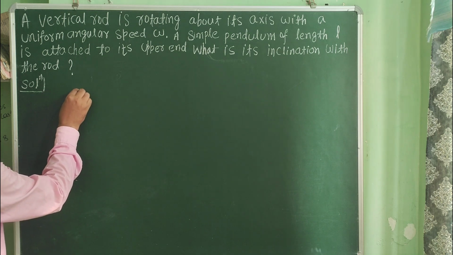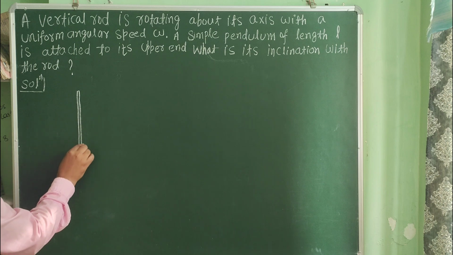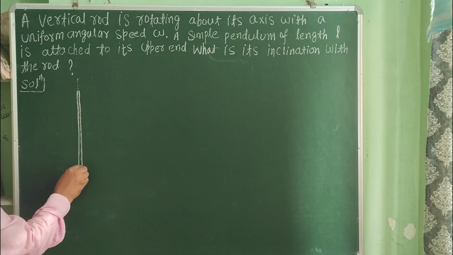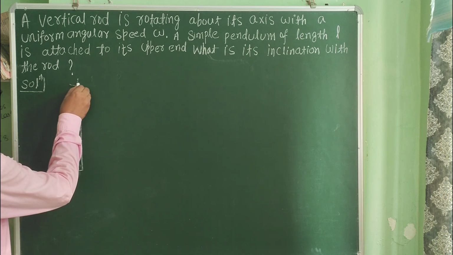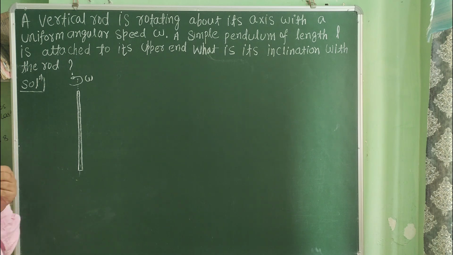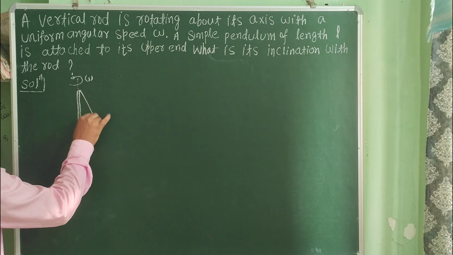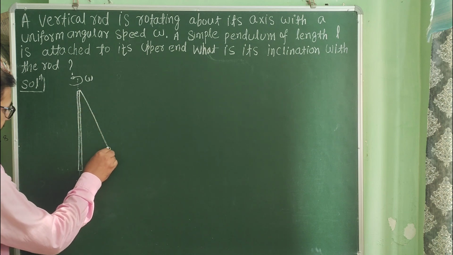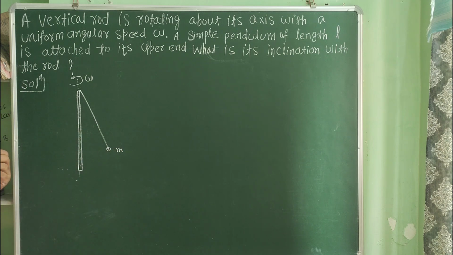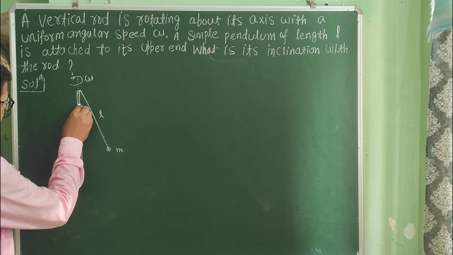Now, according to the question, this is a vertical rod. This rod is fixed with an axis. Now, this axis is rotated with angular speed omega, with constant angular speed. The upper end of the rod is this. A thread of length L is hung with mass m, and this looks like a simple pendulum. This is a simple pendulum of length L. Now, this angle is theta.